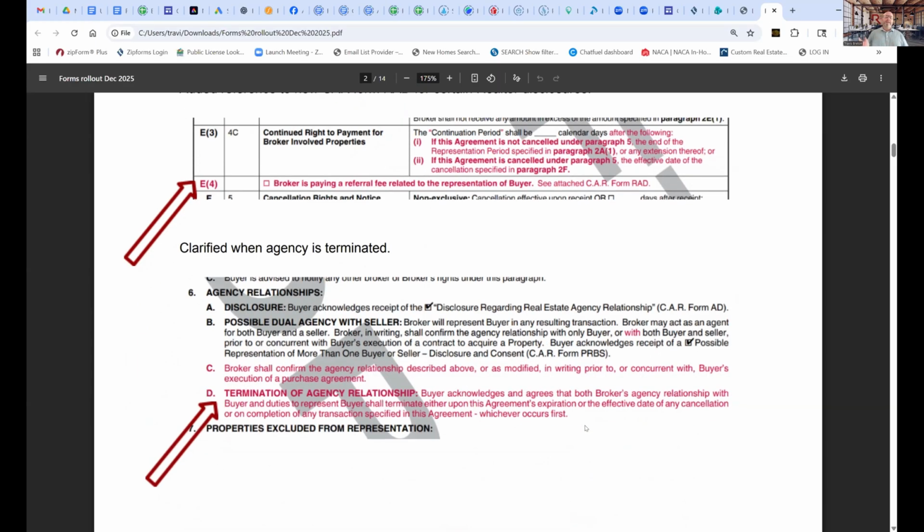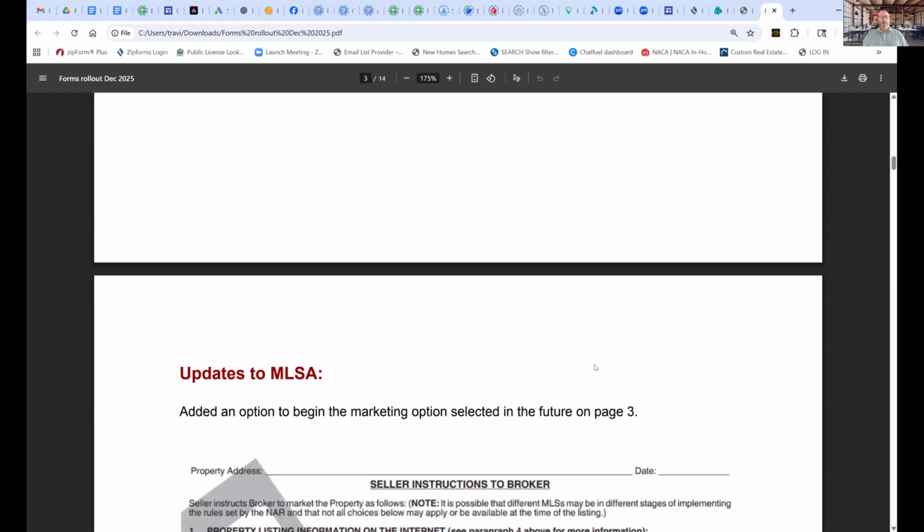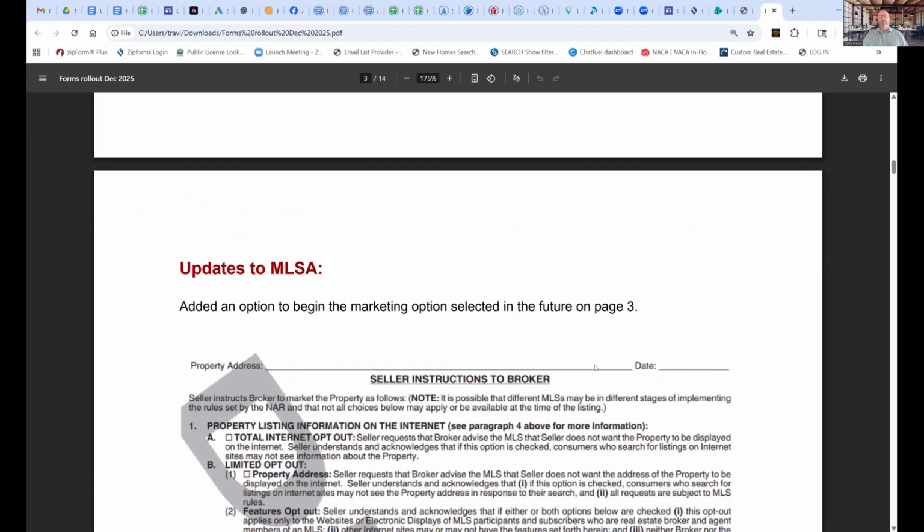They also clarified when agency is terminated. So again, we're looking at the BRBC here, and it says termination of agency relationship. Buyer acknowledges, agrees that both broker's agency relationship with buyer and duties to represent buyer shall terminate either upon this agreement's expiration or the effective date of any cancellation, or on completion of any transaction specified in this agreement, whichever occurs first. So that's about it for the BRBC.